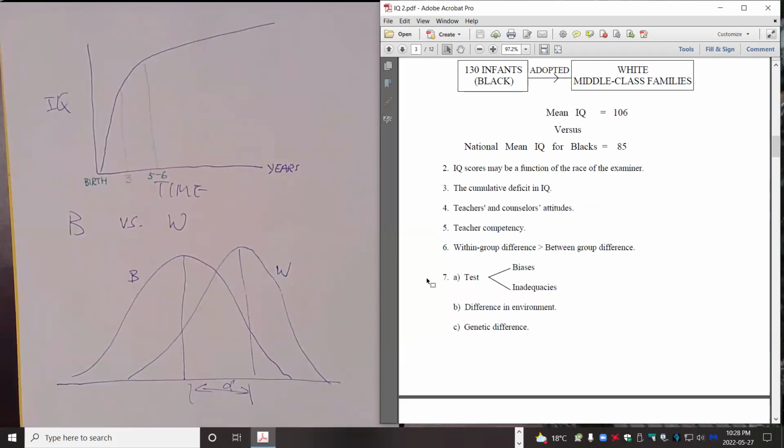All right, so let's take a look at test biases, test inadequacies. Yes, test biases. Most of the IQ tests are aimed at, now listen carefully, middle class white Protestants. So, for example, test items about something on board a cruise ship. Well, if you belong to the middle class or above, you're familiar with this. What about if you're not? You have never been on a cruise ship.